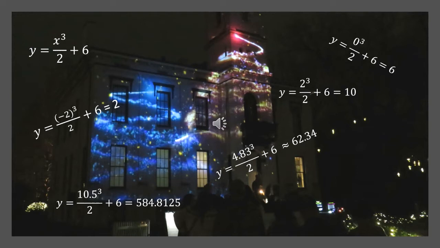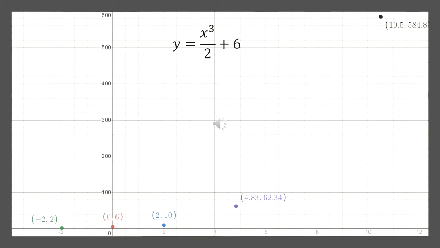And notice, you can plug in nice clean numbers like 2, or you can plug in messy numbers like 4.83 and get out a messy number like 62.34. That doesn't change the fact that the point is on the graph. Here we have plotted the points that we calculated on the previous screen. X is being plotted horizontally and Y is being plotted vertically.